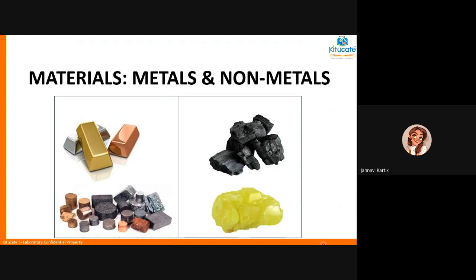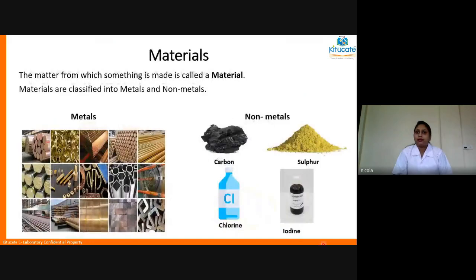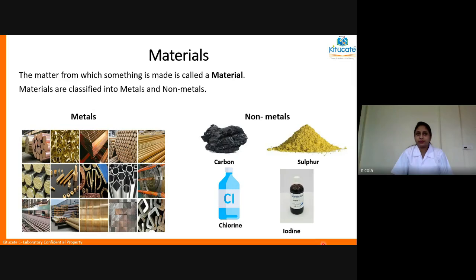Okay. So in the last class, we discussed that metals are malleable, they're ductile, they're lustrous. Okay, they are sonorous. What do you mean by sonorous? What is the meaning of sonorous? Any idea? Yes. What is the meaning of sonorous property of metals? Does anyone remember?